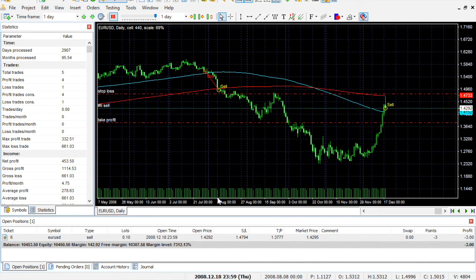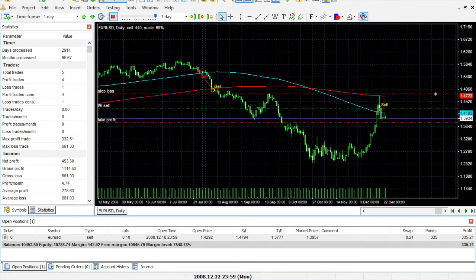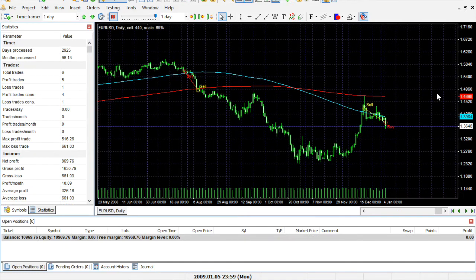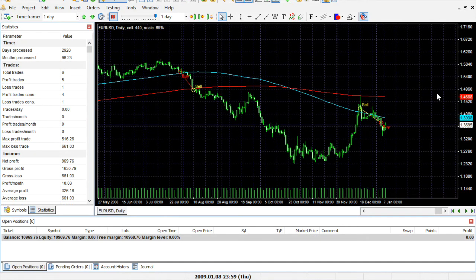Again, if my account allowed for me to be risking $100 per trade, I would make sure that I adjusted my lot size so that the risk there was $100. Very important that all your trades are consistently the same. And yeah, very quickly we're out of that one as well. So that's how you do a short trade using this system.